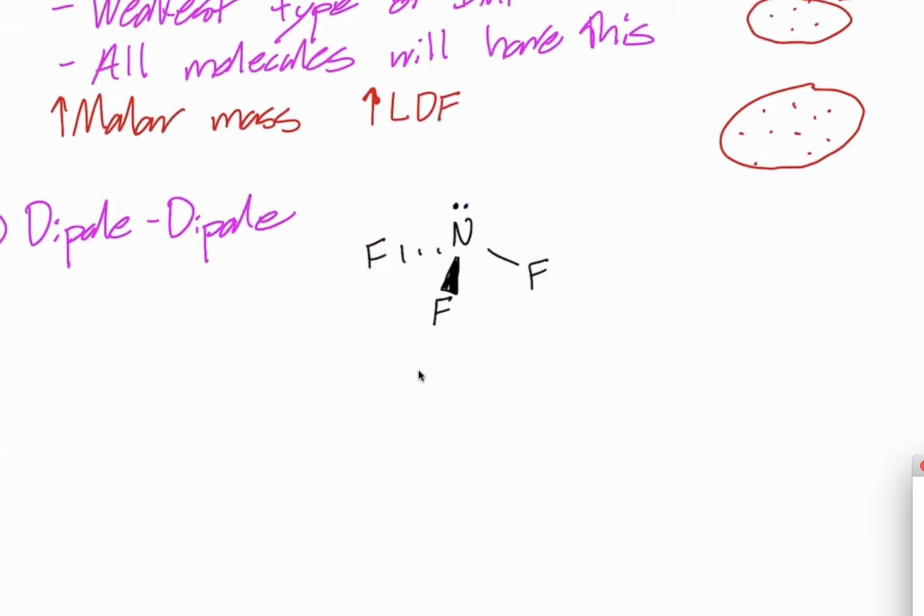So what's going to happen is there's going to be a net dipole moment that's generally in this direction of NF3, because those fluorines all on the bottom, they're all more electronegative than that nitrogen will be. So those fluorines are all going to have partial negatives. And the nitrogen, by comparison, has partial positives, okay?